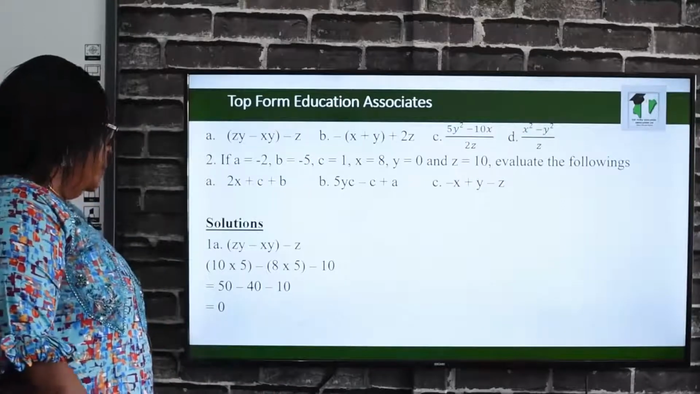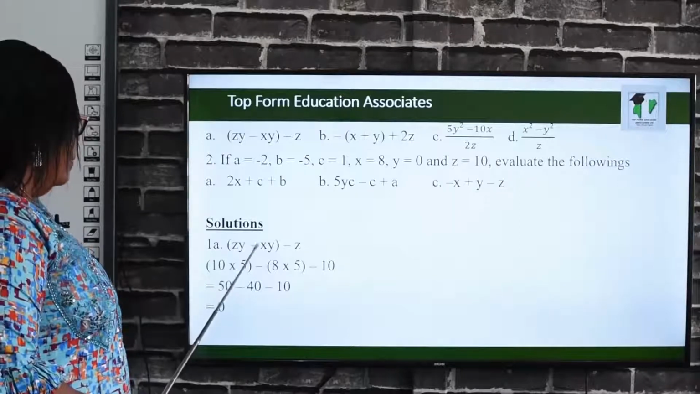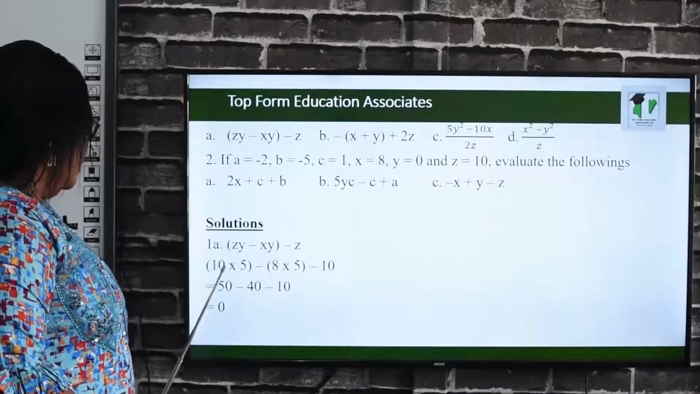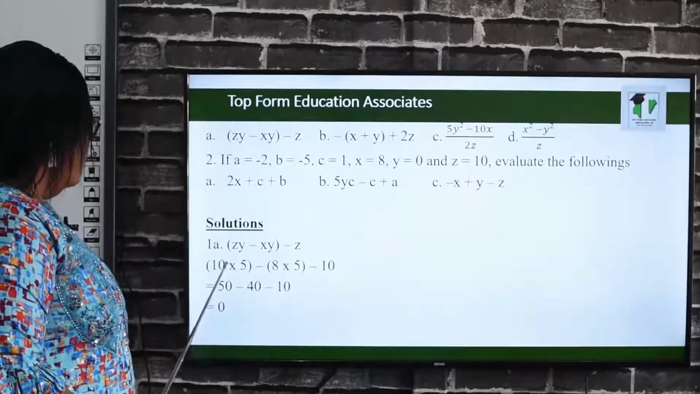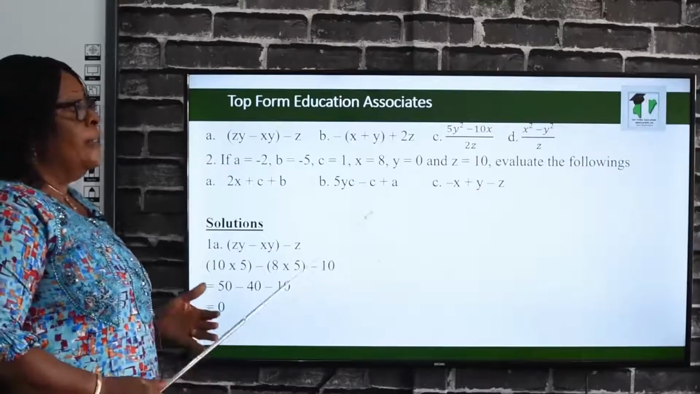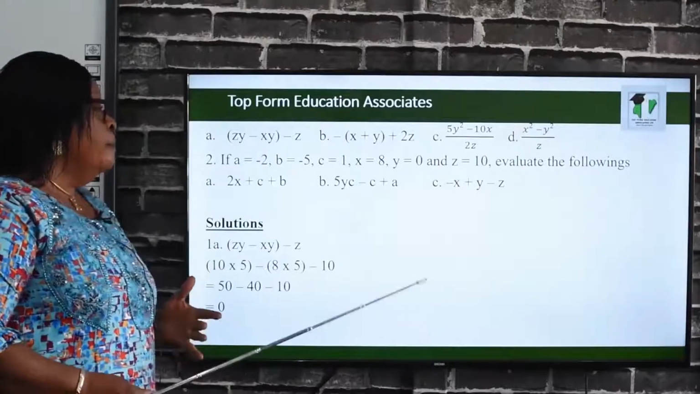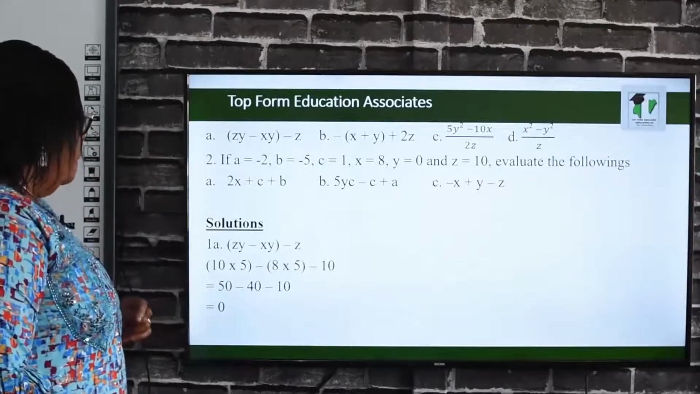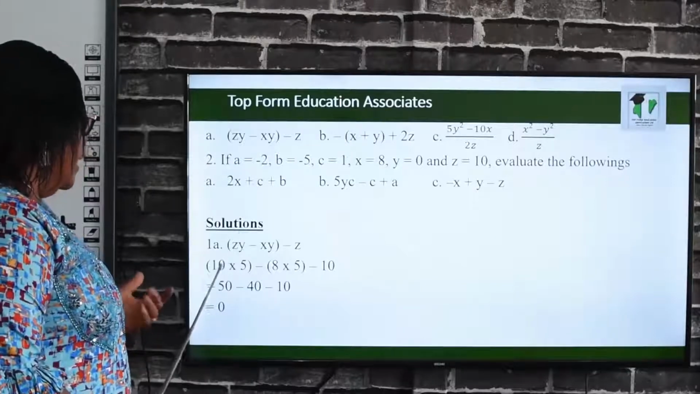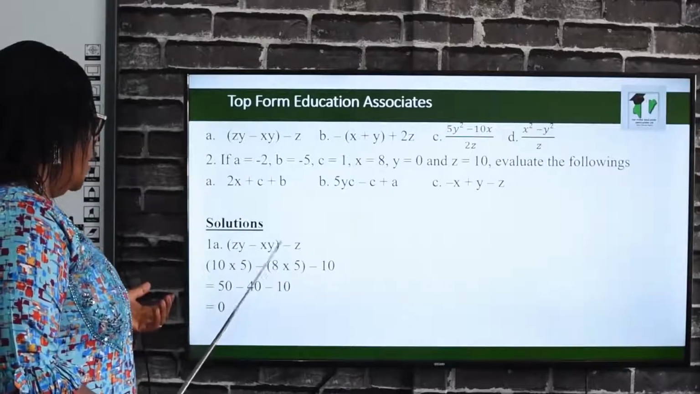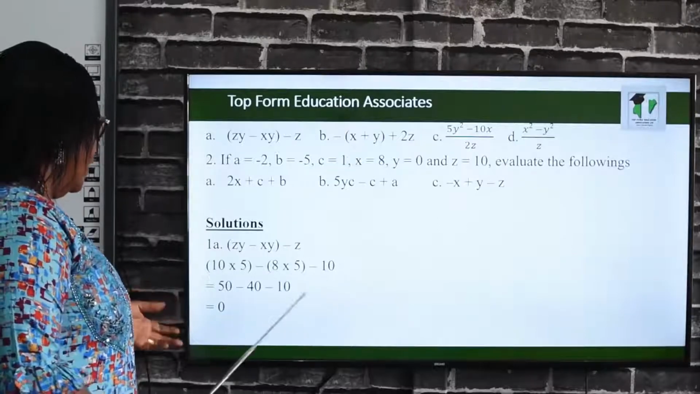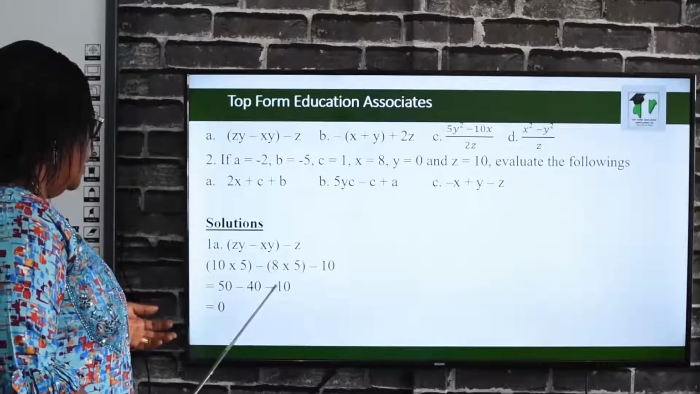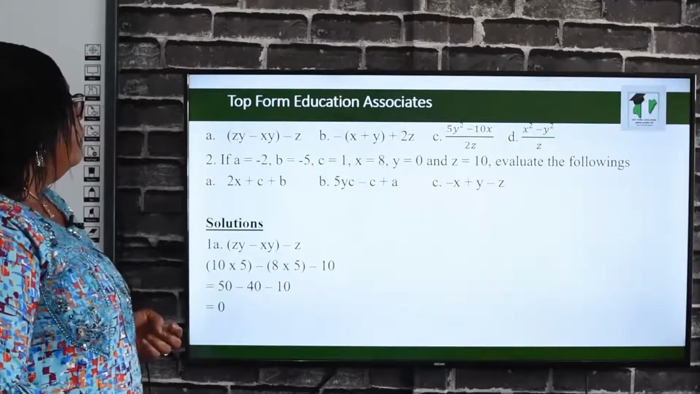Solution. Zy minus (xy minus z). Z is 10 and y is 5. Zy means z times y. Xy means x times y. That is the first introduction we did. So zy means 10 times 5 and xy means 8 times 5, minus 10. So that gives us 50 minus 40 minus 10, giving us 0.